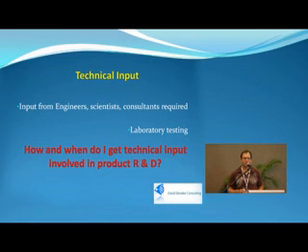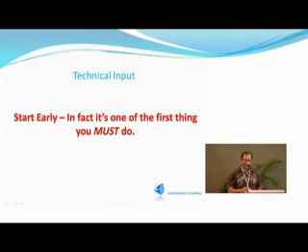So the technical input, really, you may get that from engineers, you may actually get that from scientists, depending on what the technical aspects of the thing that you're trying to develop. And of course, in some instances, you may actually do some laboratory testing as well. So the question is, when do I actually start putting the technical input into the product that I actually want to develop? Well, the basic thing that is gleaned from all of the companies that I do work for is that you must start early. In fact, it's probably one of the first things that you actually do.